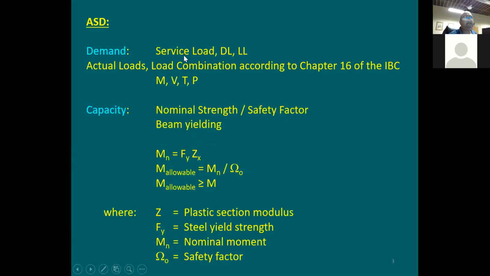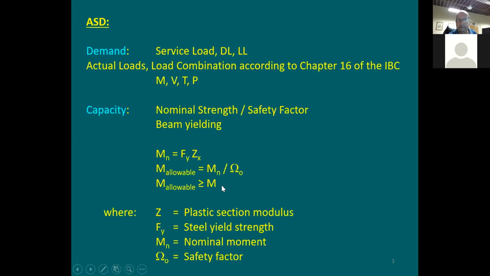In ASD, let's say the load is equal to 100. I'm just making up numbers to make it more understandable. You have a moment demand of 100 units. When it comes to capacity, let's say Mn is exactly 200. Let's take a safety factor of 2, which means your capacity is going to be 100, because 200 divided by 2 equals 100. Now they are equal to each other, which is good because I was able to satisfy this equation.